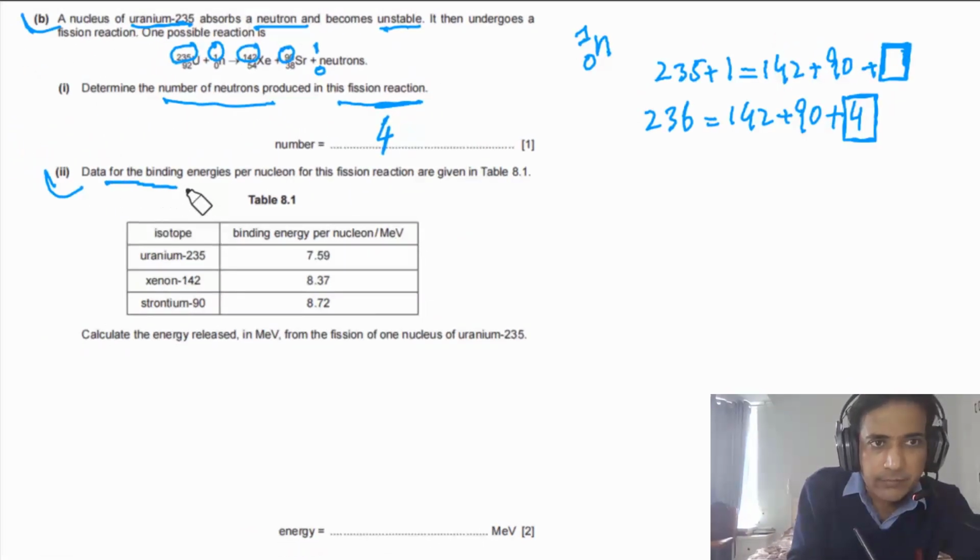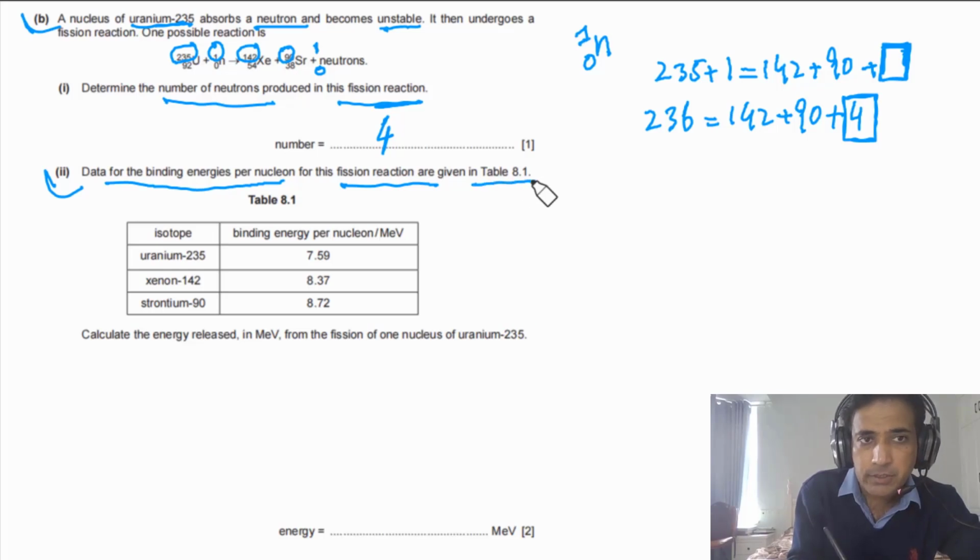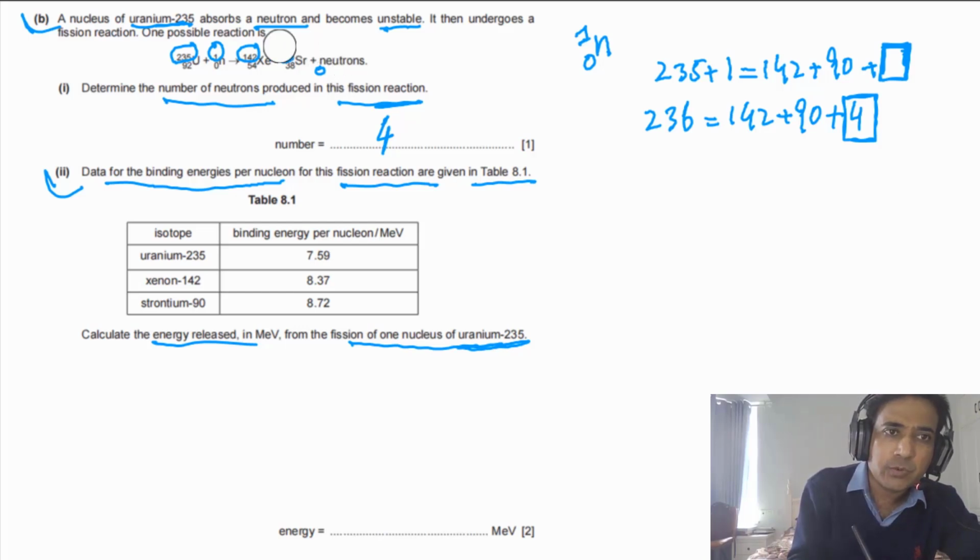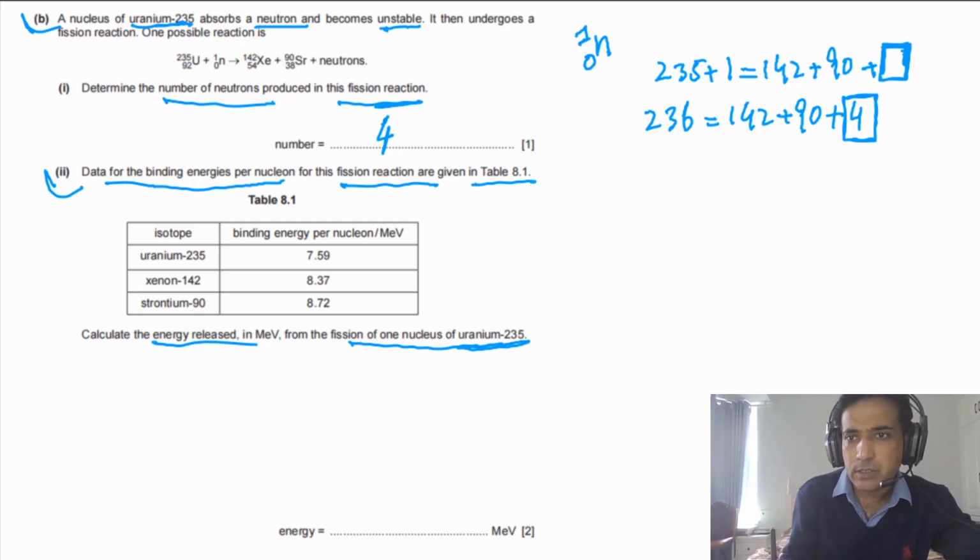The second part says data for the binding energies per nucleon for this fission reaction are given in table 8.1. Calculate the energy released in mega electron volts from the fission of one nucleus of uranium-235. So we have to look at this equation.